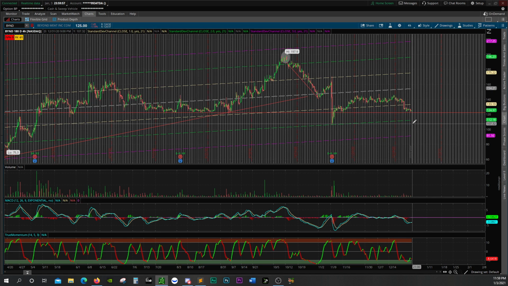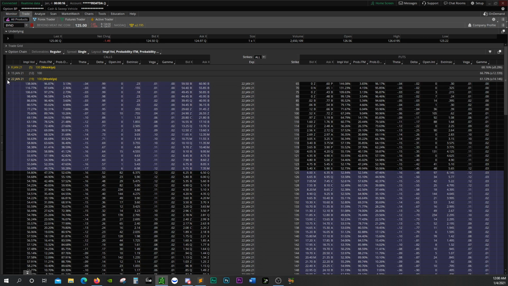Maybe back down to this 107 area on the second standard deviation channel. That to me is a good entry at that point. That's one that I wouldn't turn down. If I see it at 107 on the second standard deviation channel, I'll probably buy some shares at least. Let's see how much LEAPS on this thing cost.